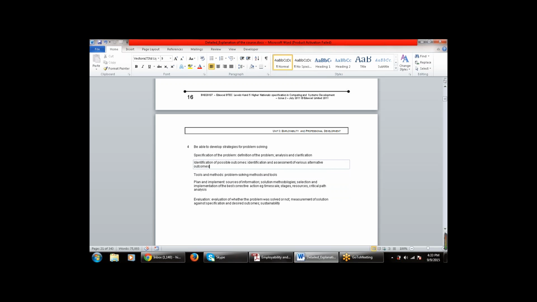That also includes the evaluation. First of all we specify the problem, then the various possible outcomes that are available for the problem. Then next is plan and implement using the sources of information. Then next is the evaluation, that is how to evaluate the techniques, whether the problem was solved or not. That is a measurement of the solution against the specification and the desired outcomes, that is sustainability.